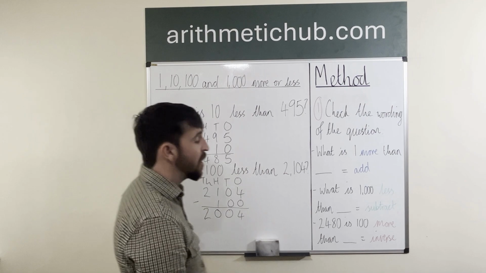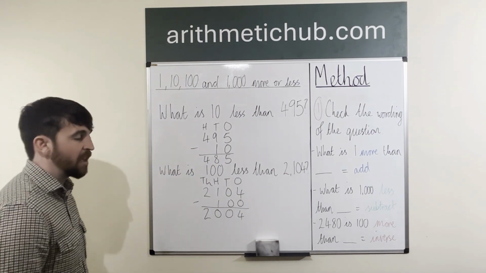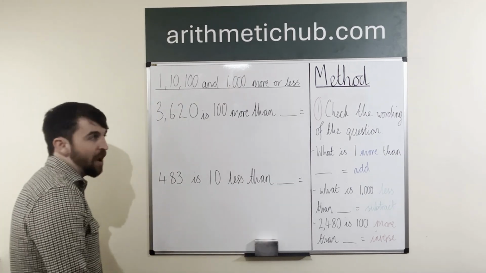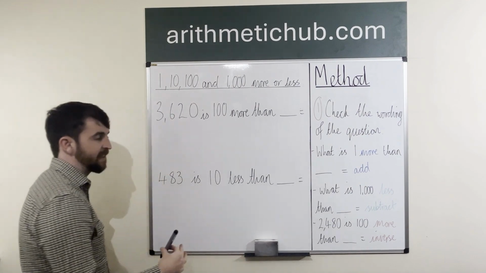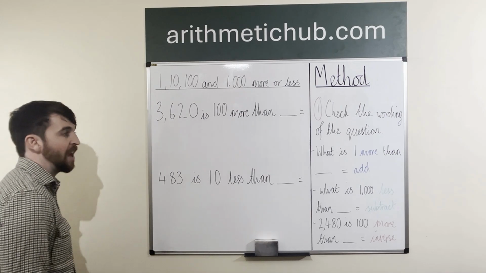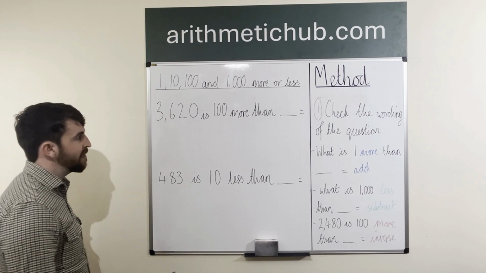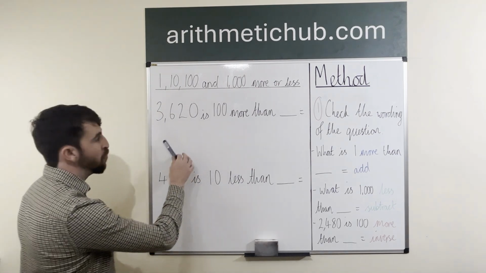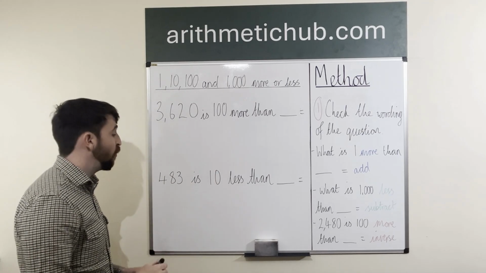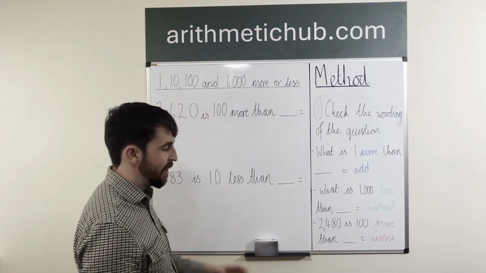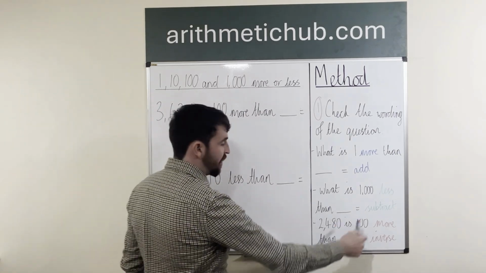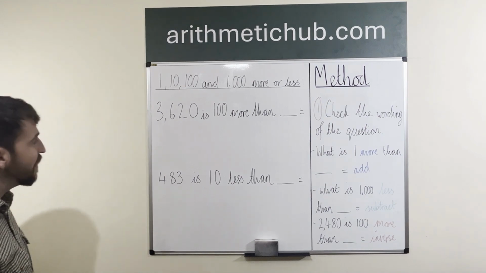Let's have a look at this third column here, because this third column is where it gets a little bit more tricky, a little bit more confusing. Right, let's have a little look at questions that look like this then, because this is the third part of these types of questions, where we're looking at 1, 10, 100, and 1,000, more or less. The structure of these is slightly different, because what we've got is our number at the start. So it says 3,620 is 100 more than, or 483 is 10 less than. So if you go down our method here, we see that when the structure is like this, we have to use the inverse, and that makes sense, doesn't it?